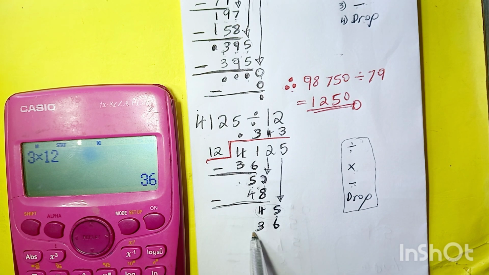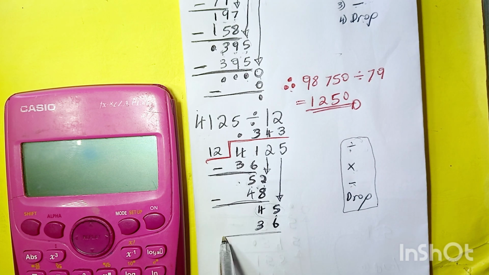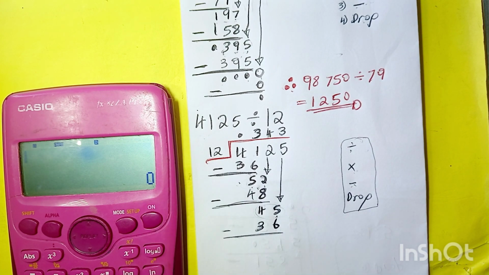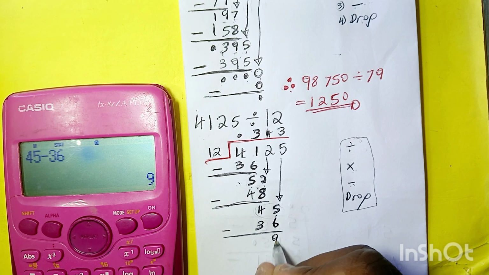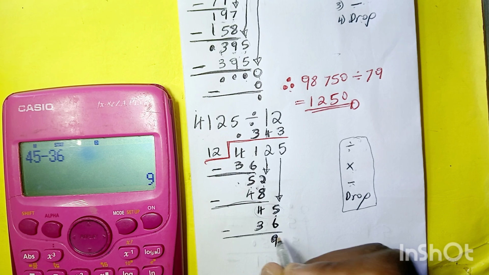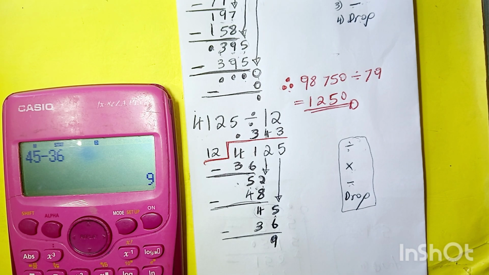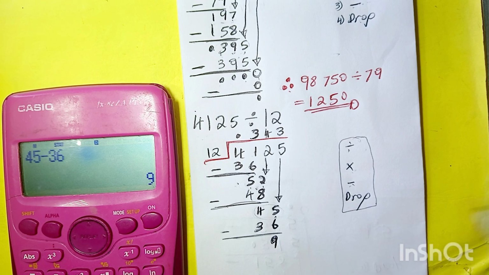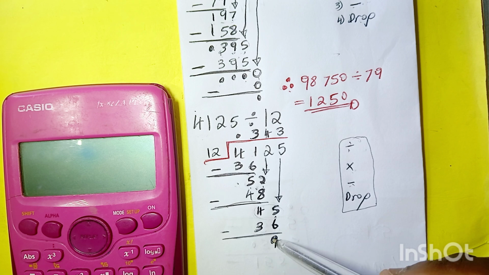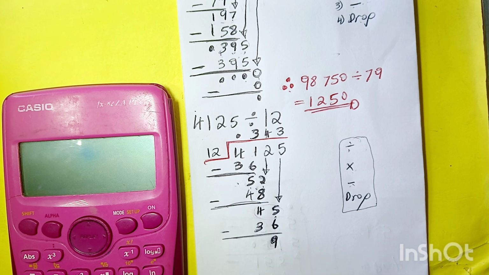So after I say 36, I'll subtract now. I underline, then I subtract. Say 45 subtract by 36. So here I get 9 as my answer. Then now there is nothing to drop, guys. There is nothing that you can drop. And our remainder, it's no longer 0, it is just 9.